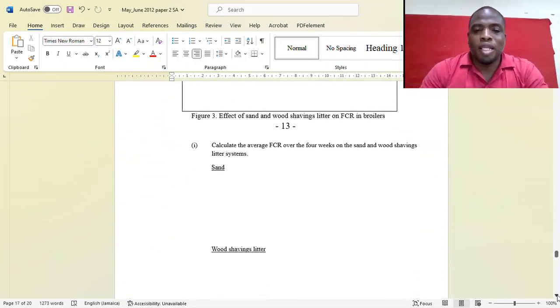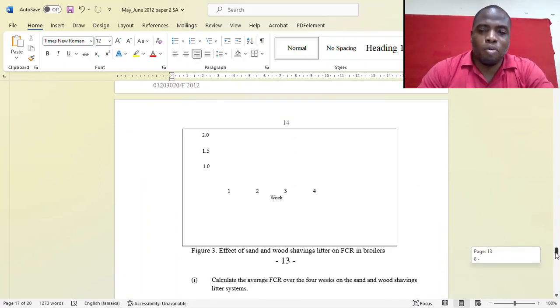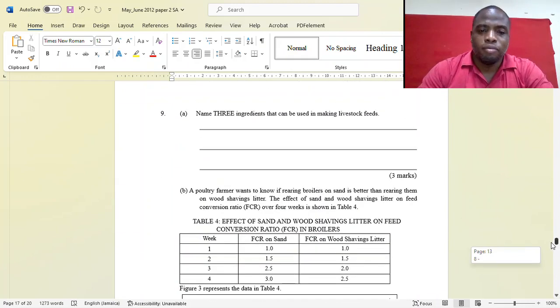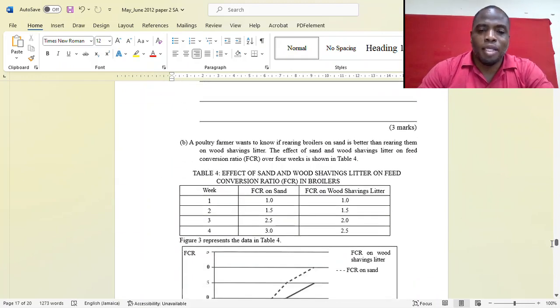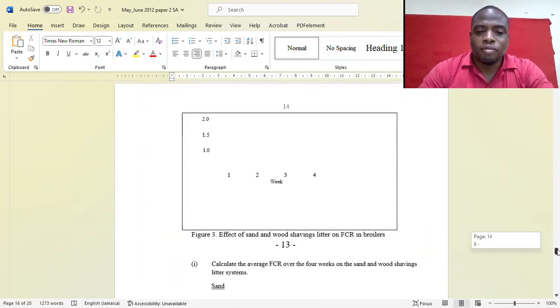So you're supposed to calculate the average FCR over the four-week period for sand and the wood shavings. All you need to do, and you can comment the answer, you're going to be adding the weeks and then you divide by four to get the average. Right? So you do that for the FCR.